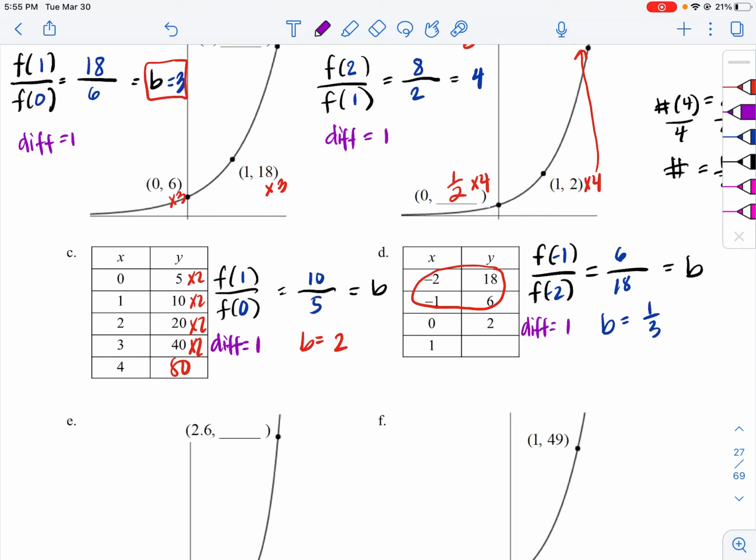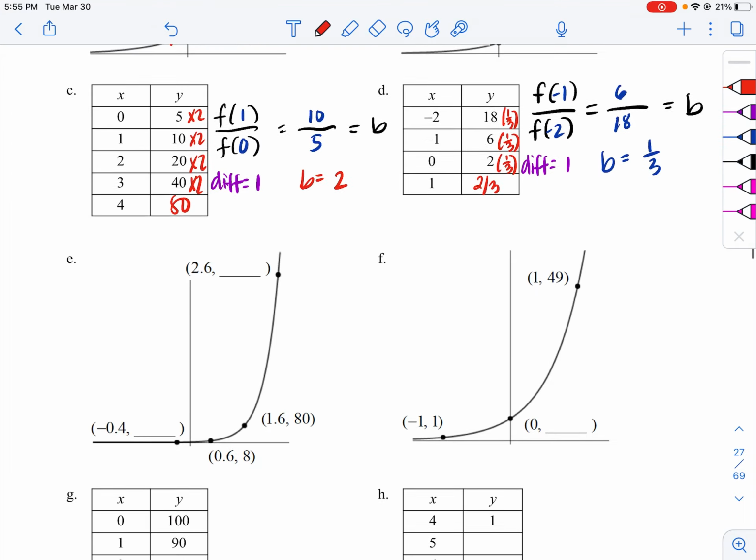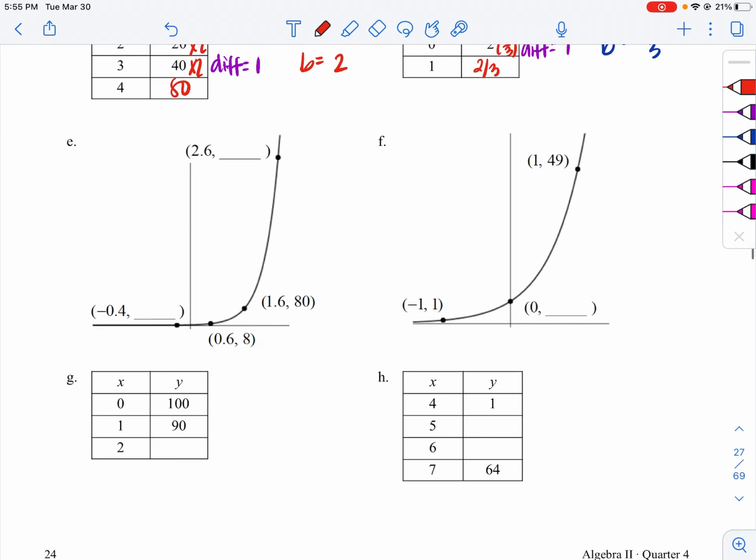So I am going to multiply each of them by 1/3. So I have 18 times 1/3 is 6. 6 times 1/3 is 2. 2 times 1/3 is 2/3. So the missing y value is 2/3. Okay, I'm hoping that, we have 4 more.